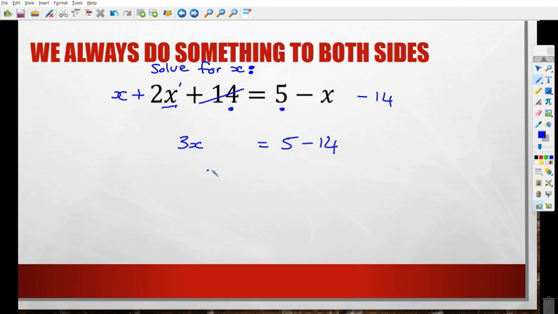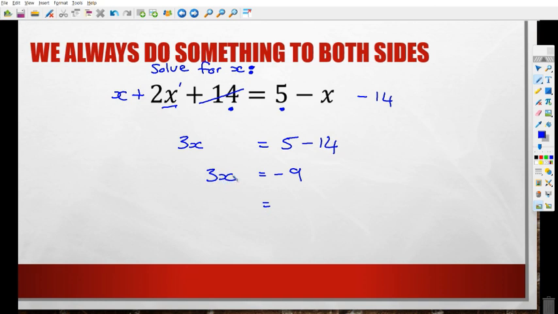So we've got 3x is equal to, what is 5 minus 14? Negative 9. Very good. Now what is happening to x over here? It's being multiplied by 3, right? So I want to get x by itself. Remember, it says I need to solve for x. So what must I do here?